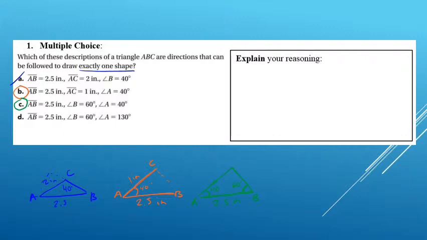And finally, we have D. In D, they tell us that length AB is 2.5 inches and that angle B is 60 degrees and angle A is 130 degrees. If I think about this here, maybe 130 degrees. Should probably make it a little bit bigger actually than that. 130 degrees. You can probably start to visualize that there's not going to be a triangle that's possible with this.